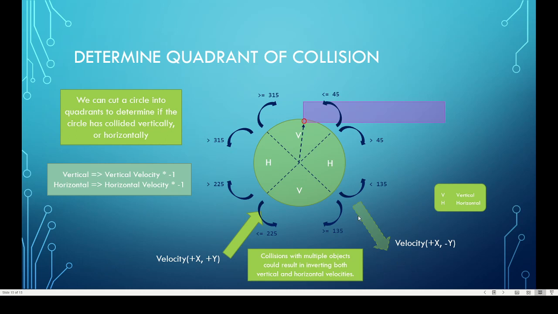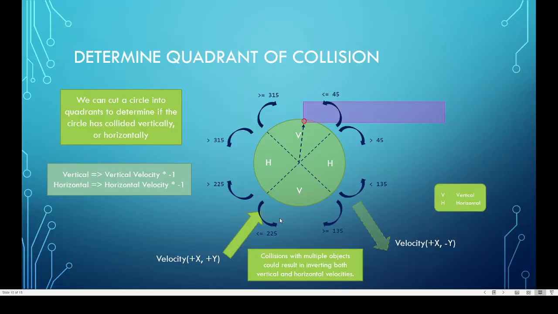Now, we'll be checking multiple objects, and there could be a chance that our ball is impacted by more than one object, and one of the objects provided a vertical, the other a horizontal, and in that case we could end up inverting both of those. All right, so let's get over and start coding this.